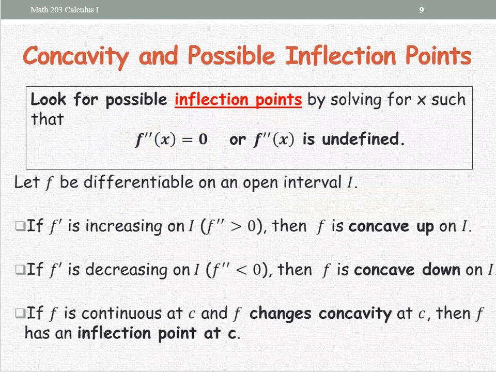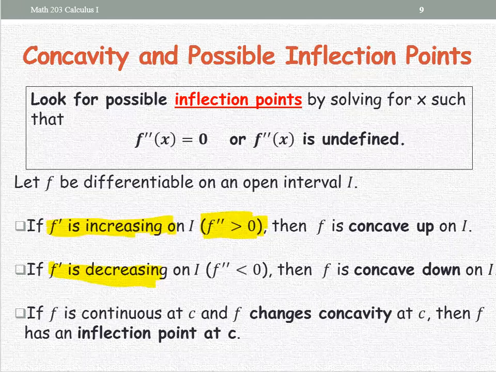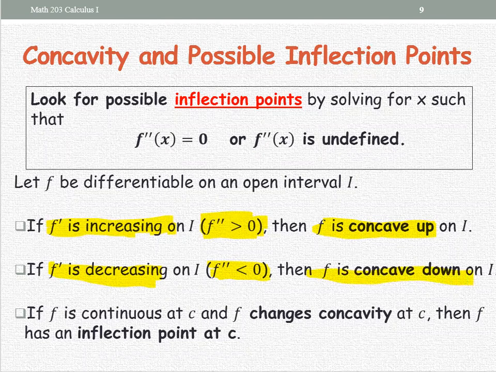To identify concave up or concave down, we look at whether the derivative, or the slope, is changing in a positive or negative way. So we use the derivative of the derivative, which is the second derivative. If the second derivative of the function is greater than 0, that means the slope is increasing. Therefore, the function is concave up. If the second derivative is less than 0, that means the rate of change of the slope is decreasing. So the slope of the graph is decreasing, and f is concave down on the interval I.